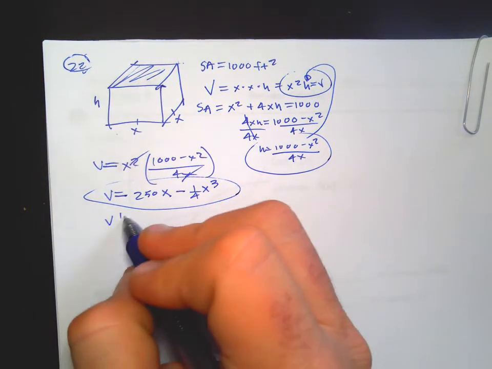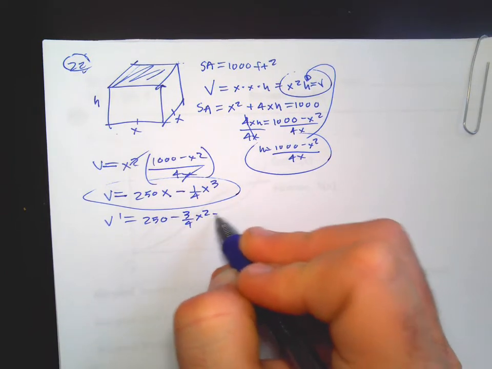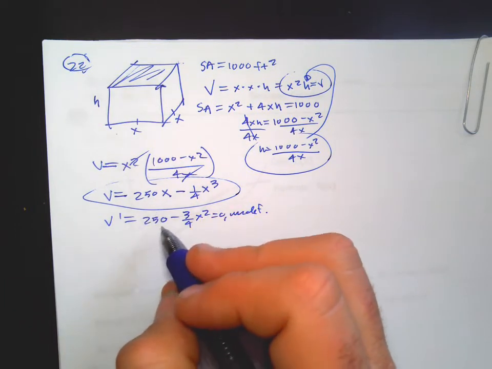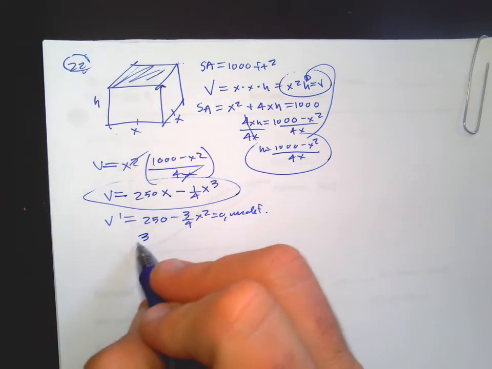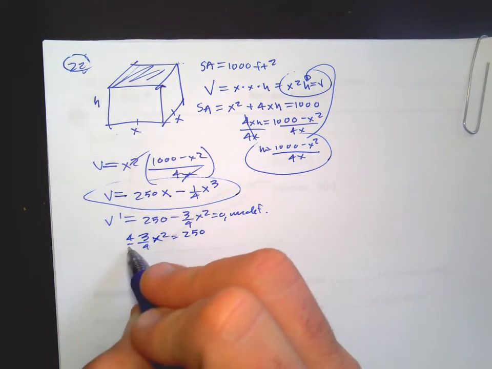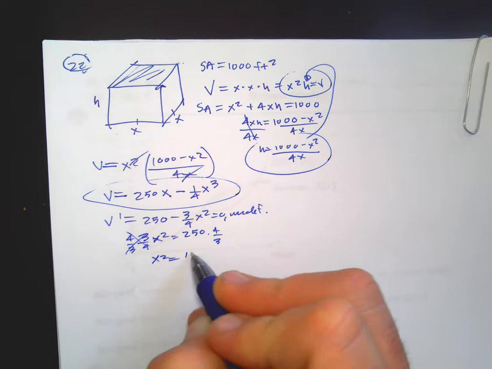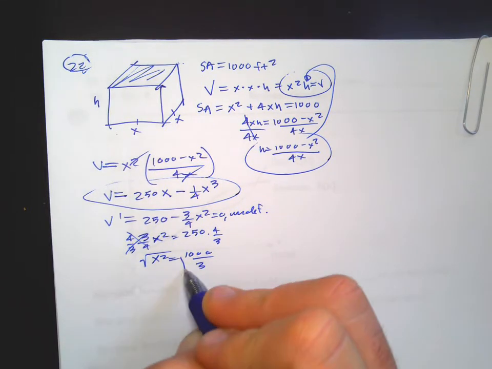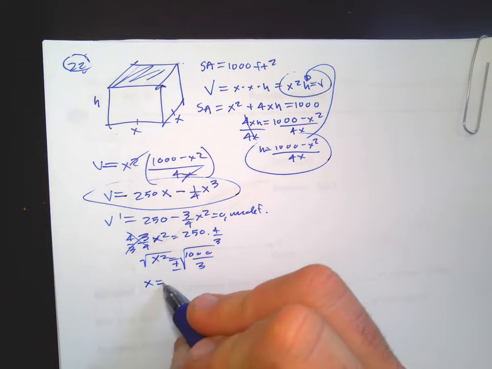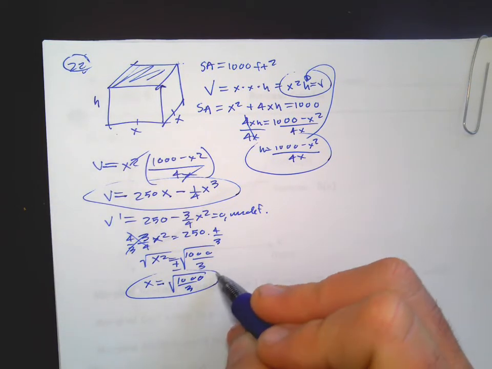So now we're going to find the critical points, take a derivative, set it equal to 0 and solve. So let's see if we can solve this. 3/4 x squared equals 250. We're going to multiply both sides by 4/3. So x squared equals 1,000 thirds. We're going to take the square root of both sides, plus or minus. So we just want the positive one because we can't have negative sides. So that's our critical point.